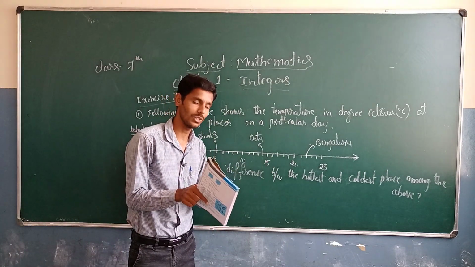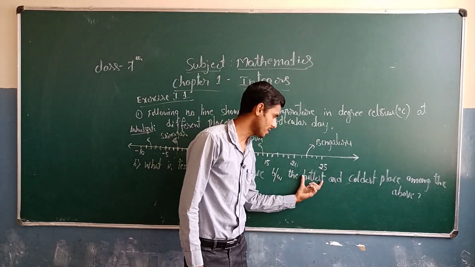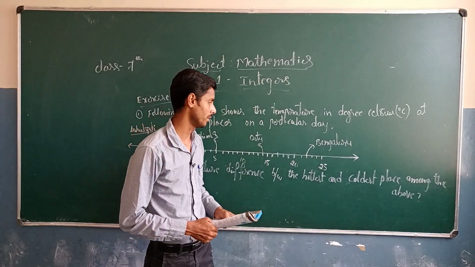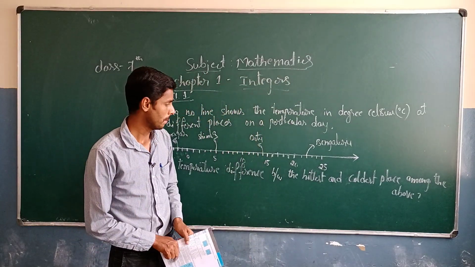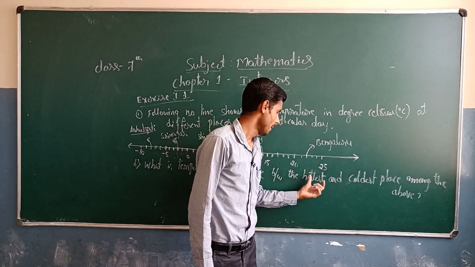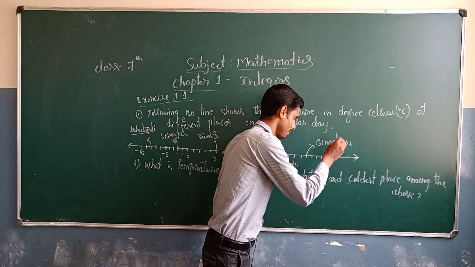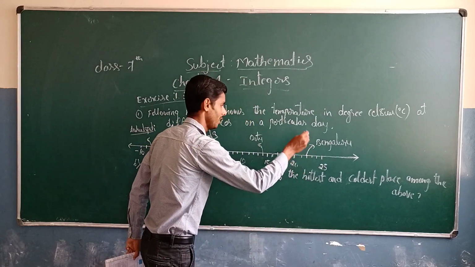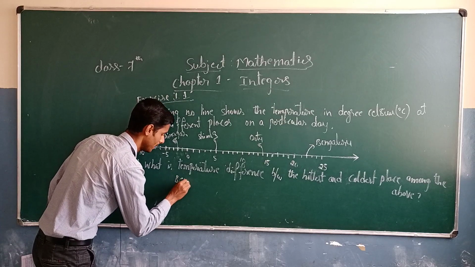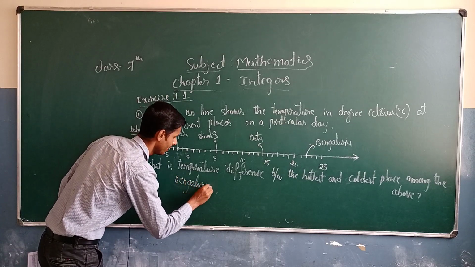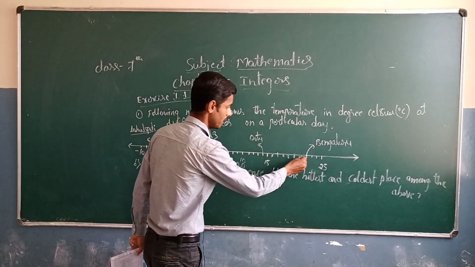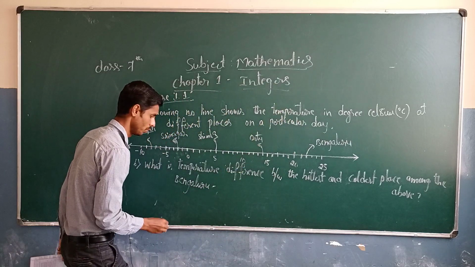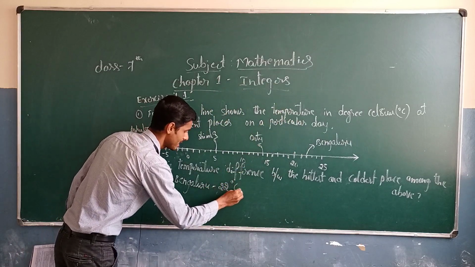We have to find out the difference between the hottest and coldest places. For that we have to find out the hottest temperature of the city. So which is the hottest temperature? So Bangalore, right? What is the temperature of Bangalore? Here we have 20. This is 21, 22. 22 degrees Celsius.